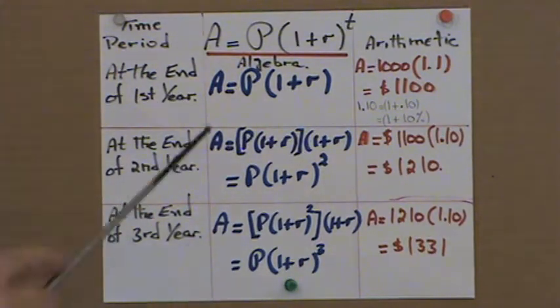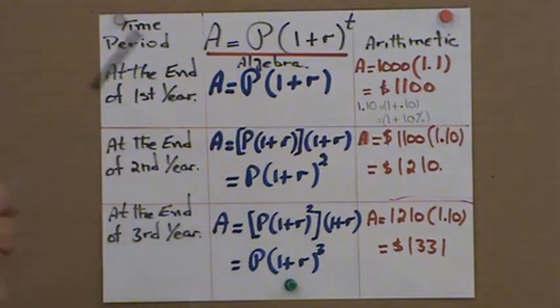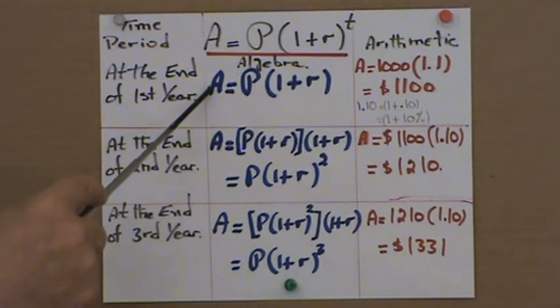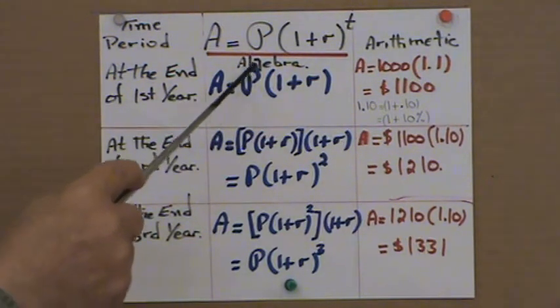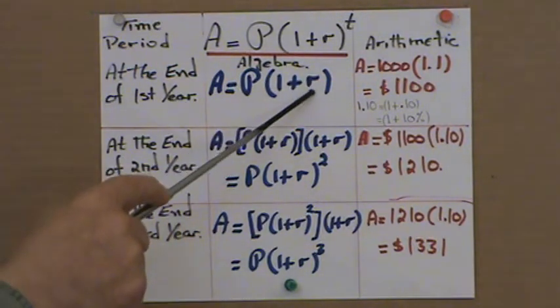Now here, this is the formula. We want to know where it comes from, huh? Basic algebra. Now here, at the end of the first year, look at what happens. Amount is principal times rate times time. But you don't see time here.